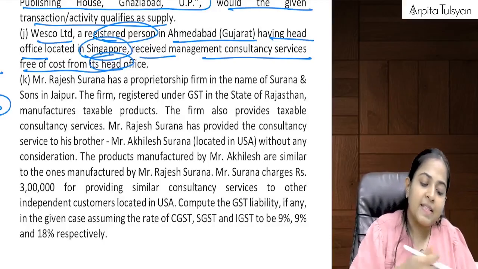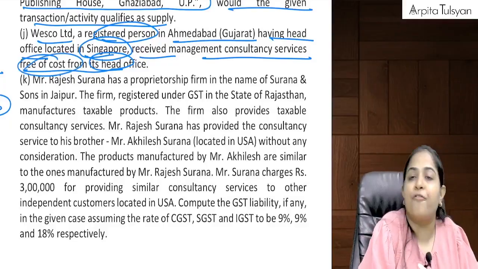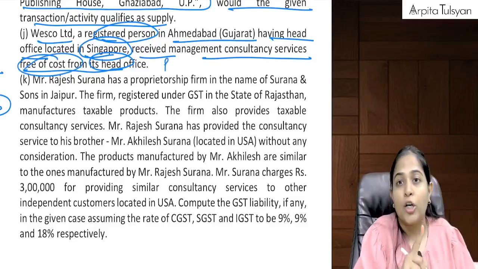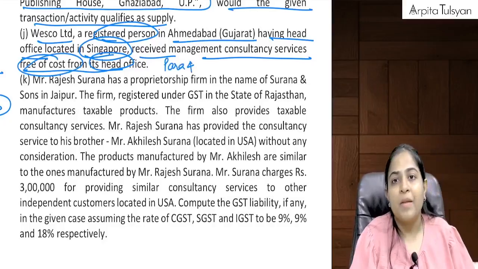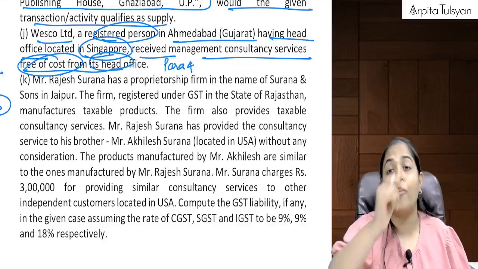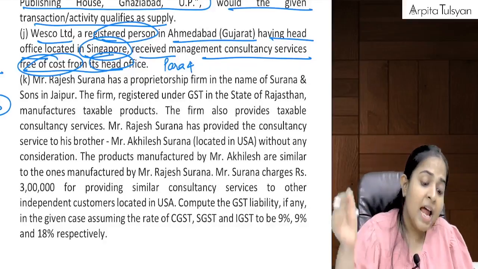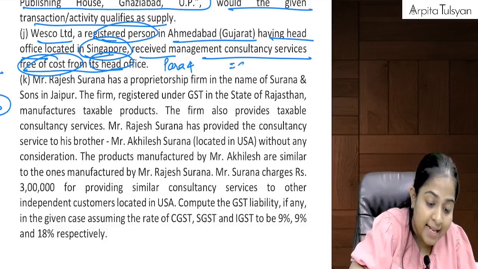So can we say this is again importation of services? Importation of services free of cost means we will not look into 7.1b, we will directly jump to para number 4. What was para number 4? Importation of services from a related person or from my establishment outside India in the course or furtherance of business for zero consideration will be considered as a deemed supply.